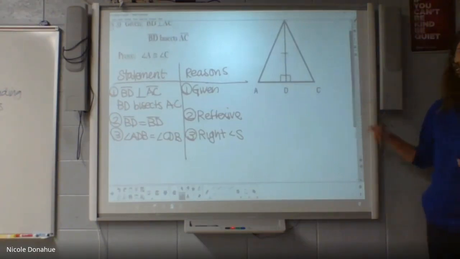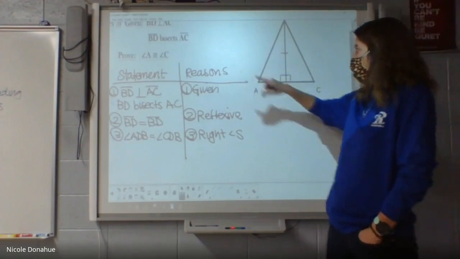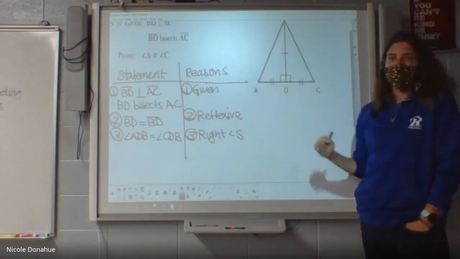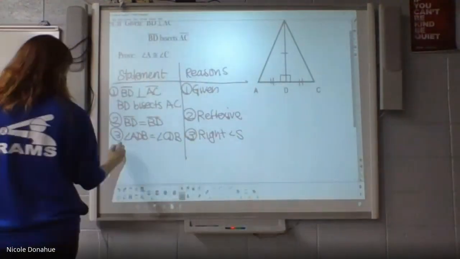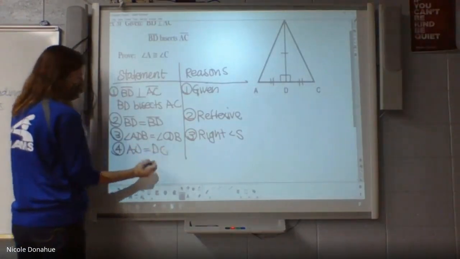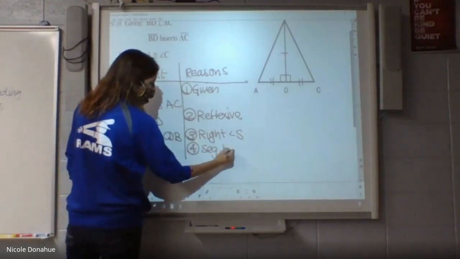What else do we know? Yeah, go ahead, Josh. BD bisects AC. So that means that these two little segments are equal, right? Because they're bisected. So AD equals DC, and then we're just going to say segment bisector.